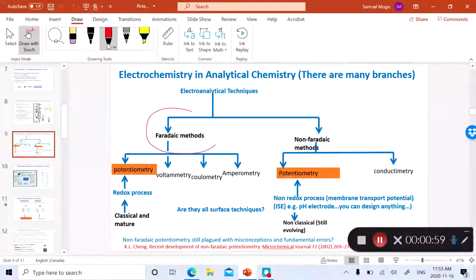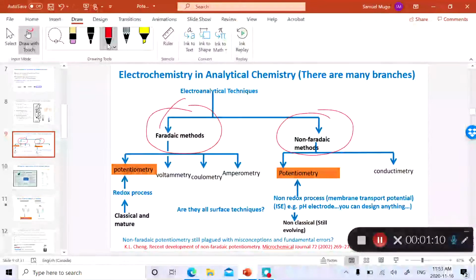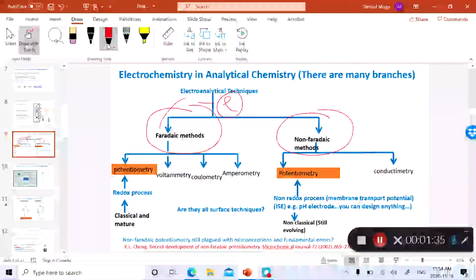There's what you call the Faradaic methods, and there's what you refer to as the non-Faradaic methods. So the Faradaic method just means that reduction and oxidation is happening. So there is current that is being transferred from the anode, where oxidation happens, to the cathode, where reduction happens. So, reduction and oxidation is happening.